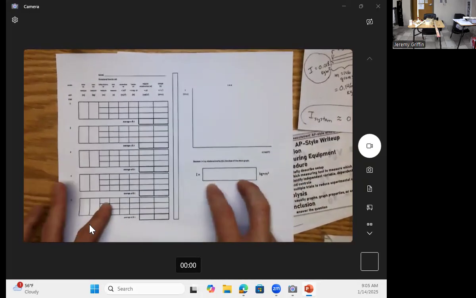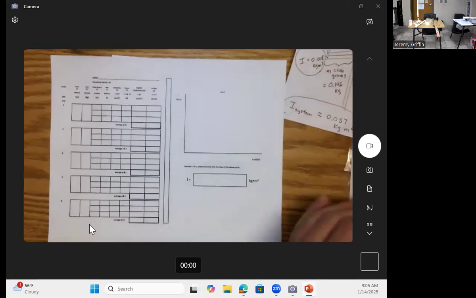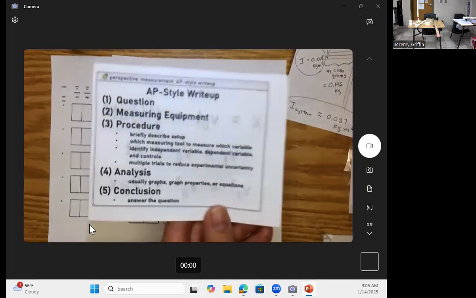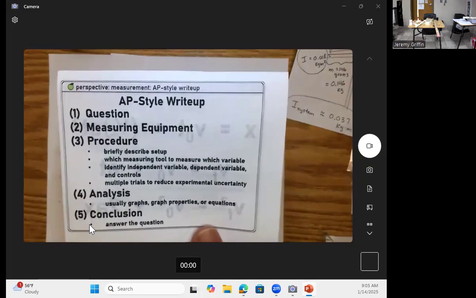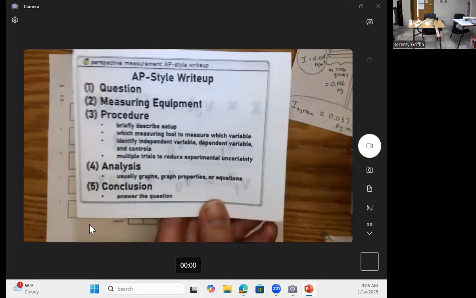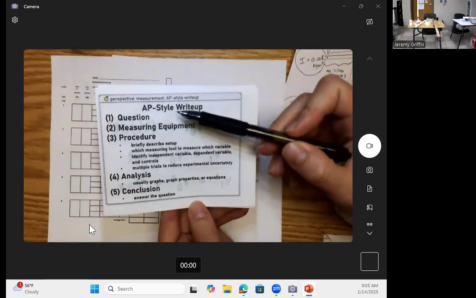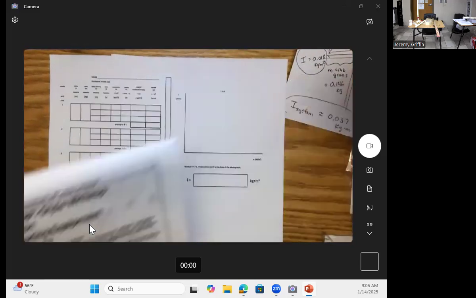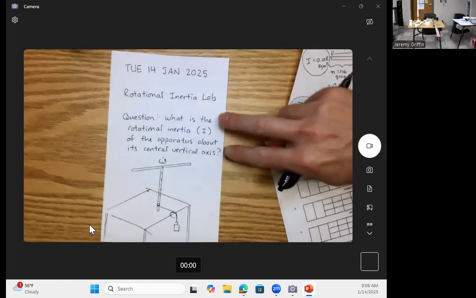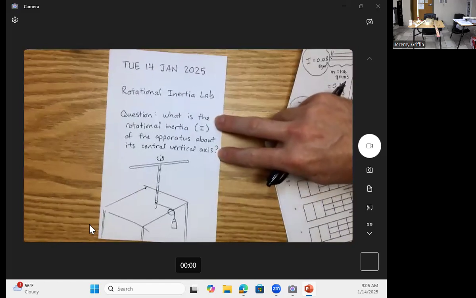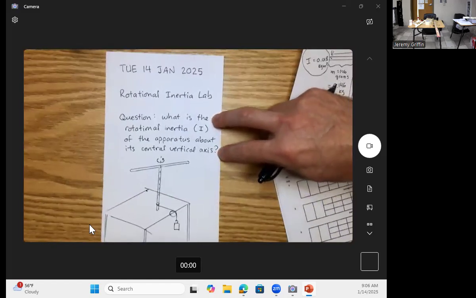On your desk also, I put this quarter page I printed up a while ago. You guys know this one, AP style write-up? Let's do one of these because this is good practice. We haven't done it in a few weeks. So, the question I went ahead and wrote right here: what is the rotational inertia of the apparatus about its central vertical axis? Boom. There's your question.